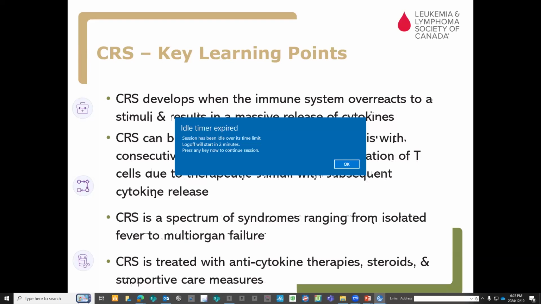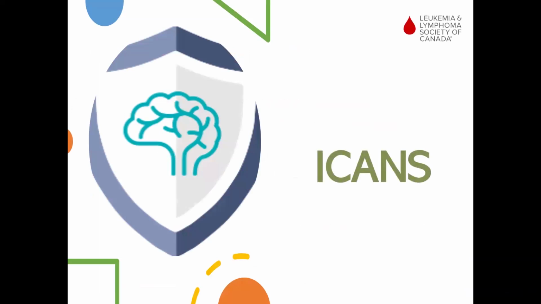CRS is a spectrum of symptoms ranging from isolated fever to multi-organ failure. CRS is treated with anti-cytokine therapies, as well as steroids and supportive care measures. And next, we will touch on ICANS, or immune effector cell-associated neurotoxicity syndrome.